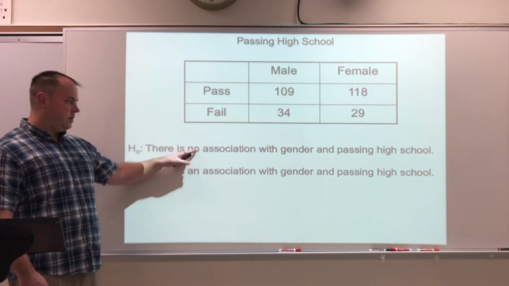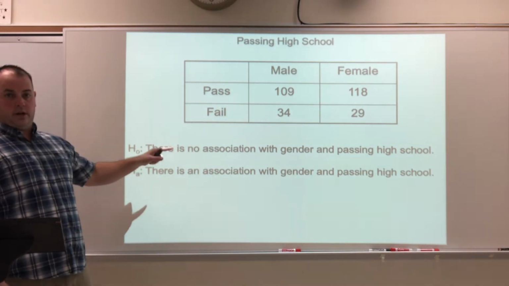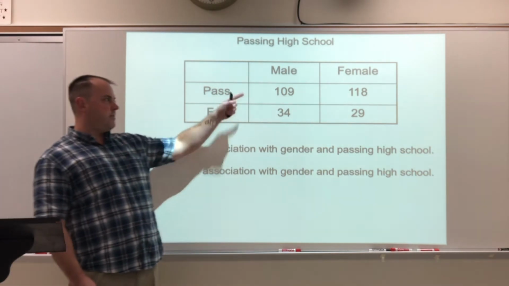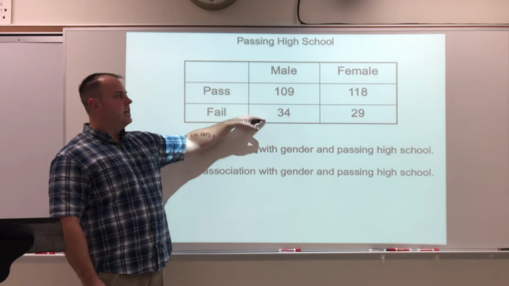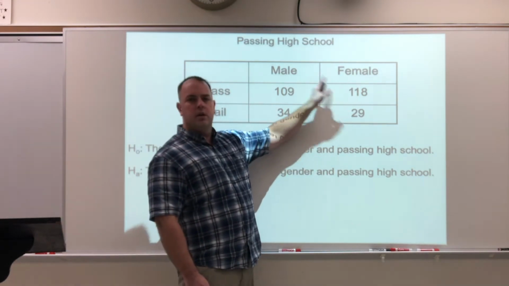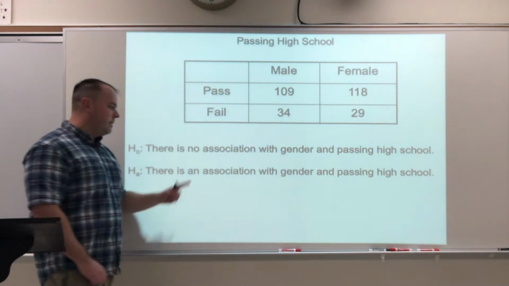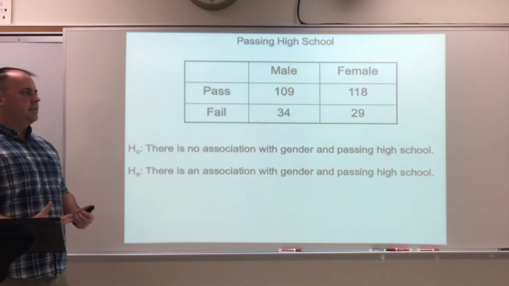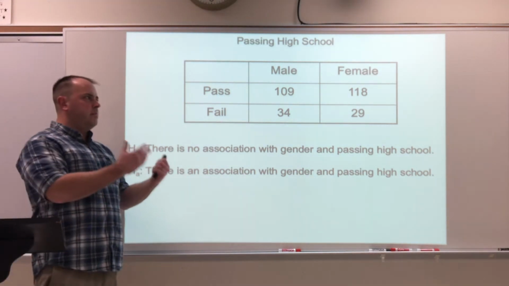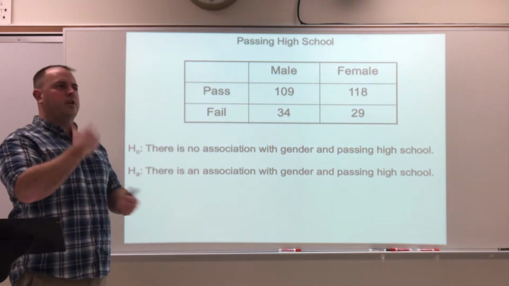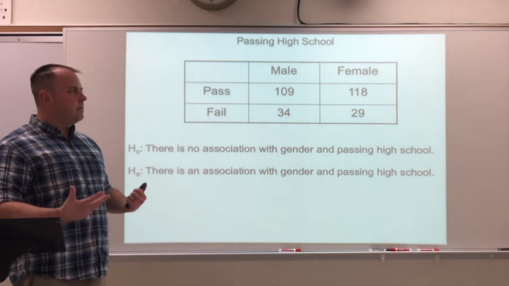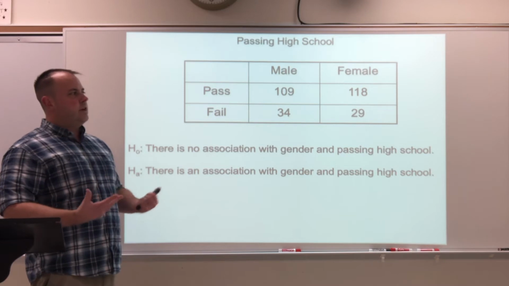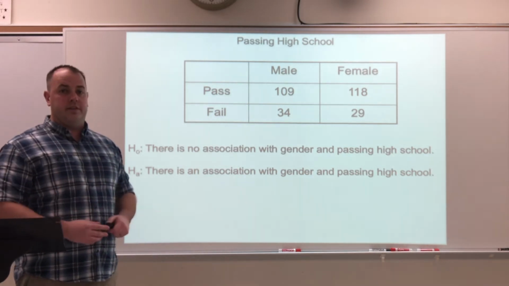Okay, so no association means that they are independent from each other. So it doesn't matter if male or female. The proportion of how many people pass and how many people fail is going to be about the same no matter which gender. There is an association means that there is some kind of relationship. Males have a higher passing rate or higher failure rate depending on the gender that you are. And look at these numbers, they look fairly close, but we're going to run the test to see if they are or not.